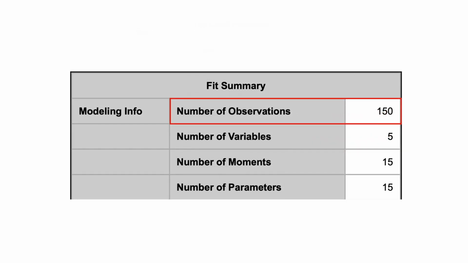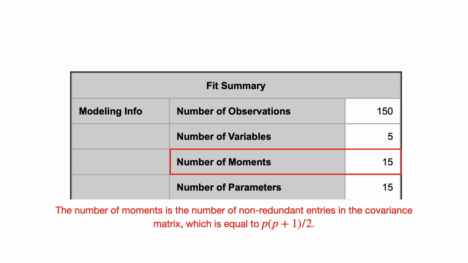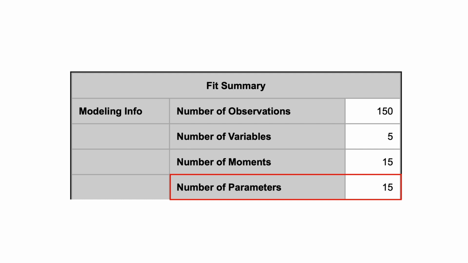Next, we look at the fit summary table. And again, we see that the analysis is based on 150 observations. We have 5 manifest variables in the model. The number of moments is equal to 15, and the number of moments is equal to the number of non-redundant entries in the covariance matrix, which we know is equal to P times P plus 1 all over 2. And so again, in this case, that would be 5 times 6 over 2, 30 over 2, or 15. The number of parameters is equal to 15, so that's been specified correctly.